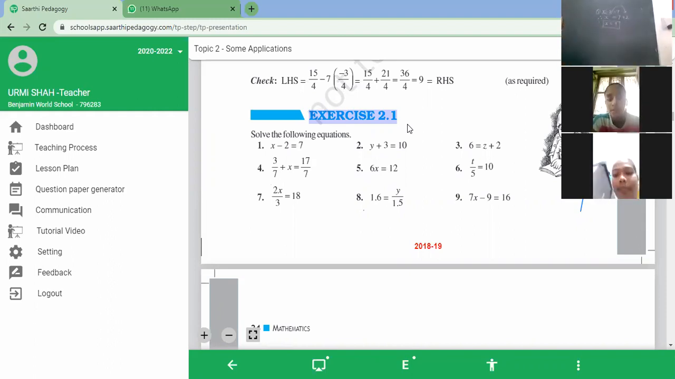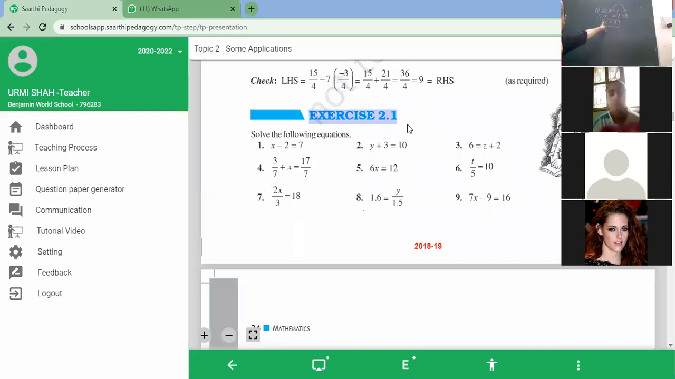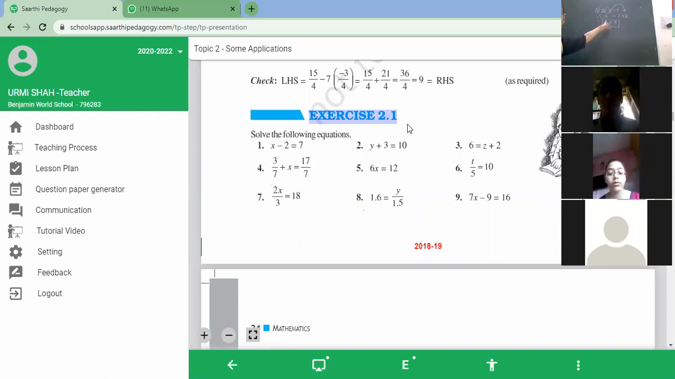Yes, ma'am, this is a linear equation. This is an example of a linear equation only. You can understand now: expression is there, variable is there, constant is there. That is called a linear equation, having only one variable.